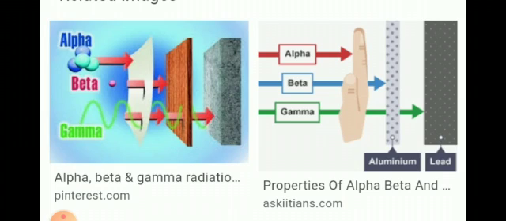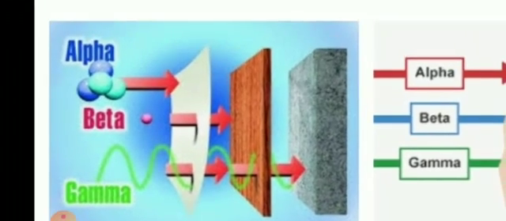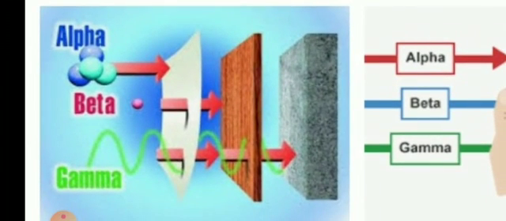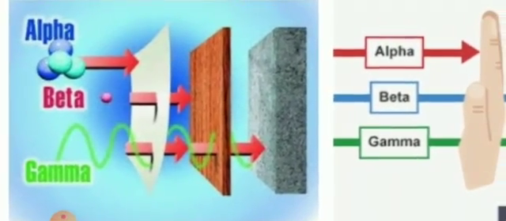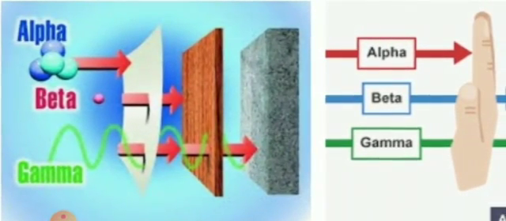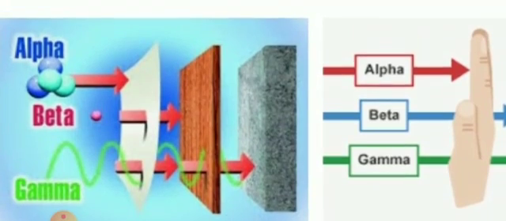As you can see, the alpha particles are stopped by a paper. In this figure, the beta particles cross through the paper and penetrate into the wood, and the gamma radiations cross the paper as well as the wood and strike a concrete block and penetrate into it.